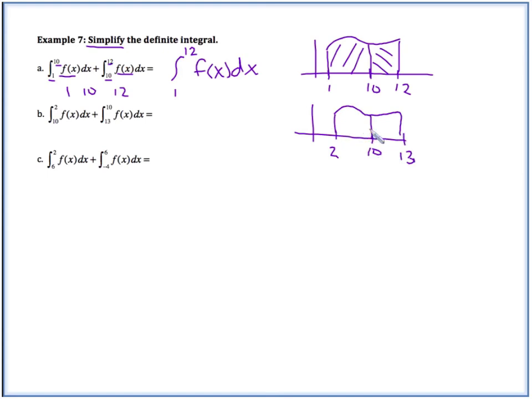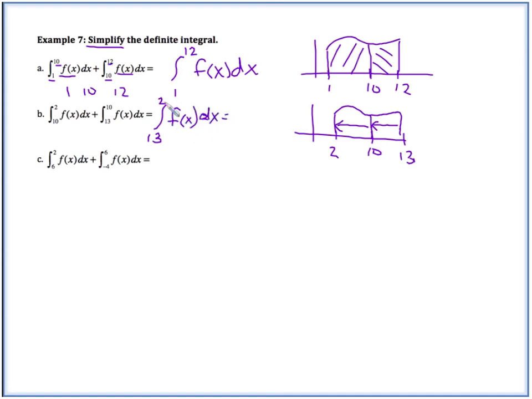Now, in this one, you have to notice that we're going backwards from 10 to 2, and then backwards from 13 to 10. So really, if we went from 13 to 10 and then 10 to 2, we could rewrite this as going from 13 backwards to 2. And then this is going to be of f of x dx.